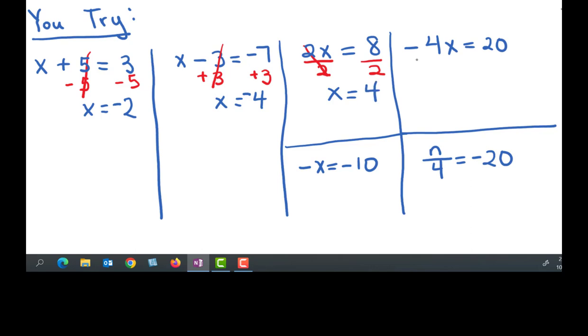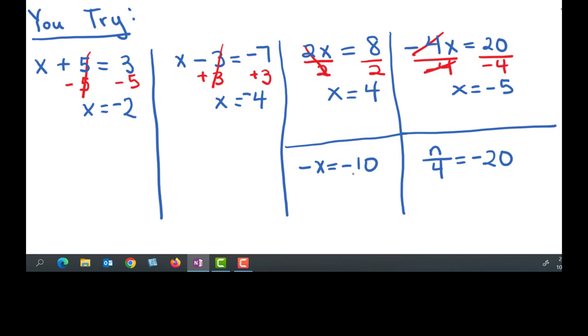The next one is also a multiplication. Negative 4 is right beside the x. That means they're multiplied. To reverse it, you will divide, and you have to divide by negative 4. These will cancel. Leaves you x equals, just do the math over here, 20 divided by negative 4 will give you negative 5.